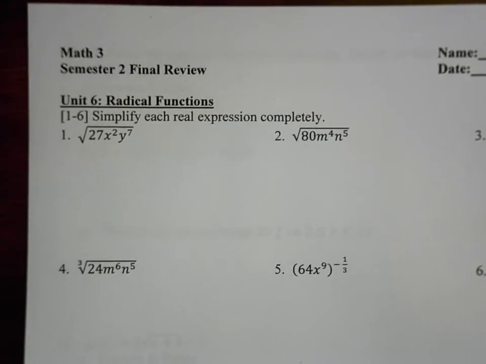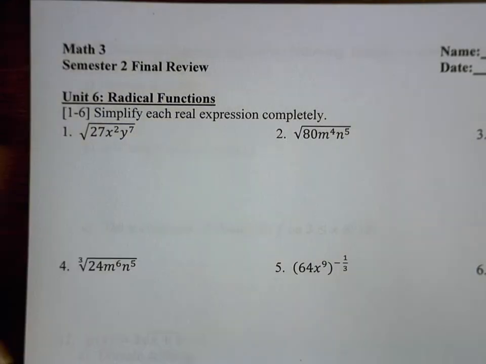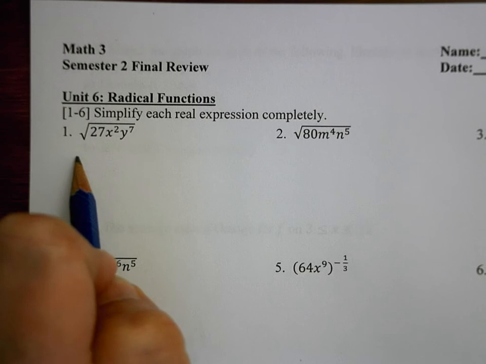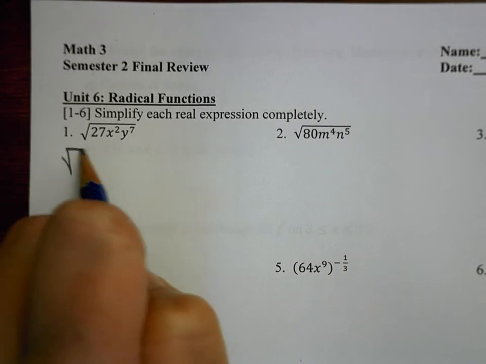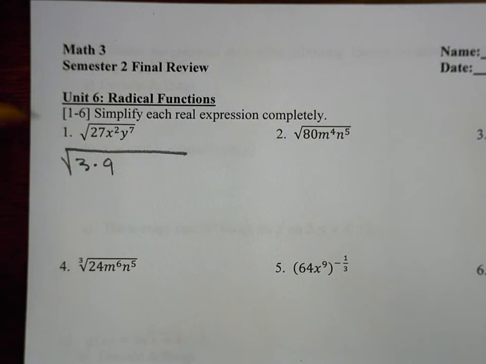For number 1, I want to break these down into roots I know. Factors of 27 are 1 and 27 or 3 and 9. I know the square root of 9, so I'm going to use 3 and 9. And then remember there is an implied 2 here, right? Now I want to check my powers and see if they're divisible by 2.